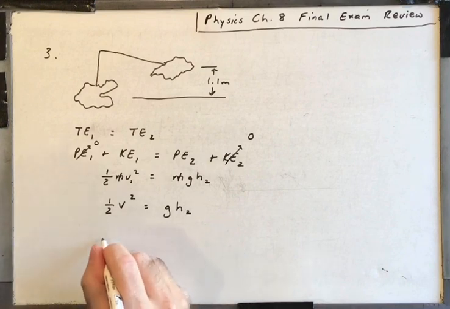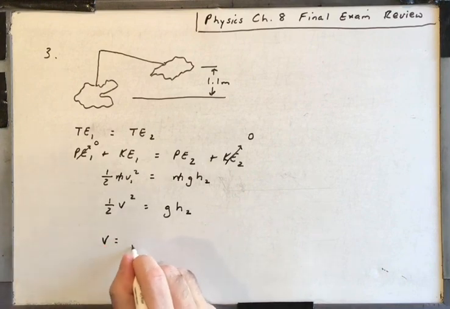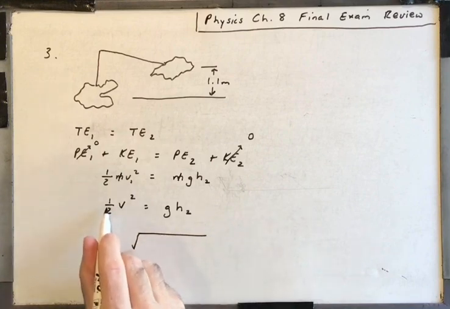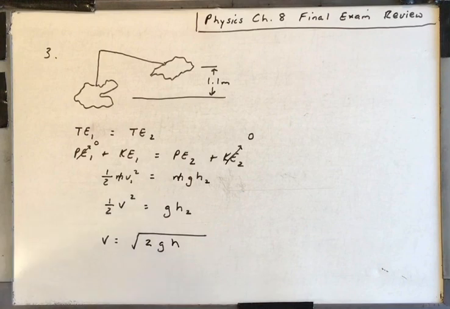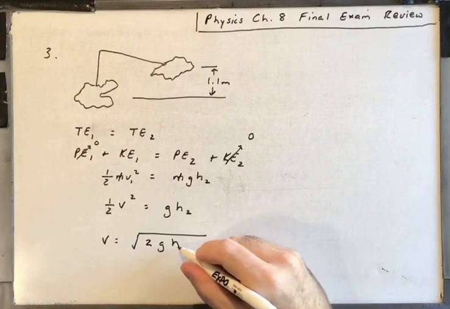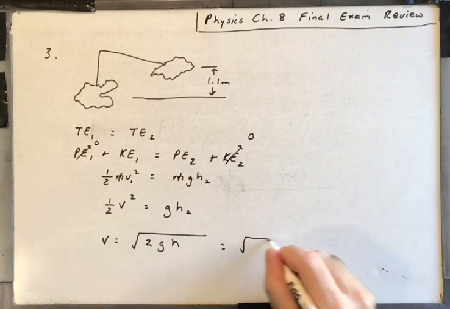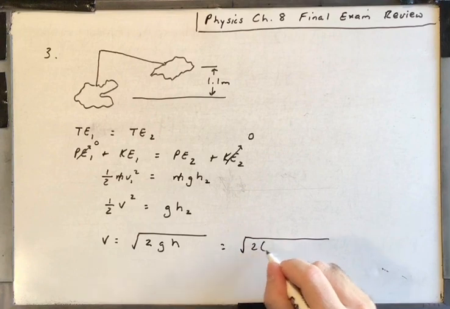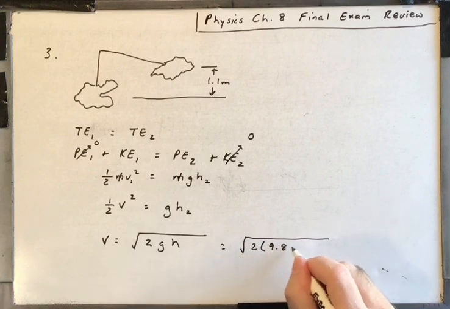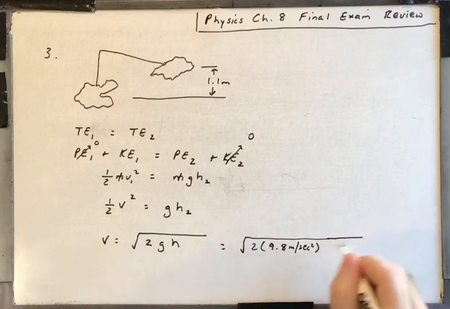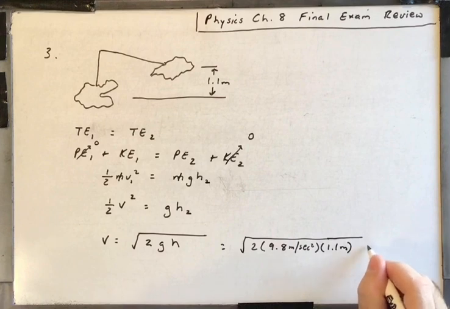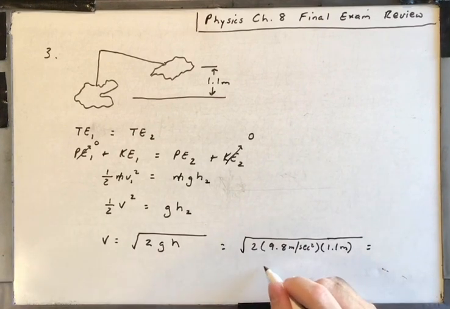All right, I want to know the initial velocity. So if I multiply both sides by 2, it'll just be 2gh, and that's the second height. So that's the square root of 2 times 9.8, the height is 1.1 meters. When you put that in your calculator, you get 4.64 meters per second.